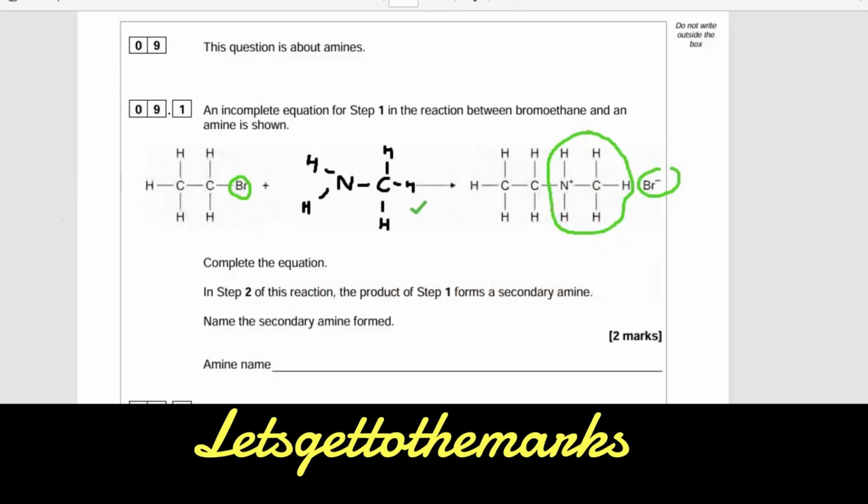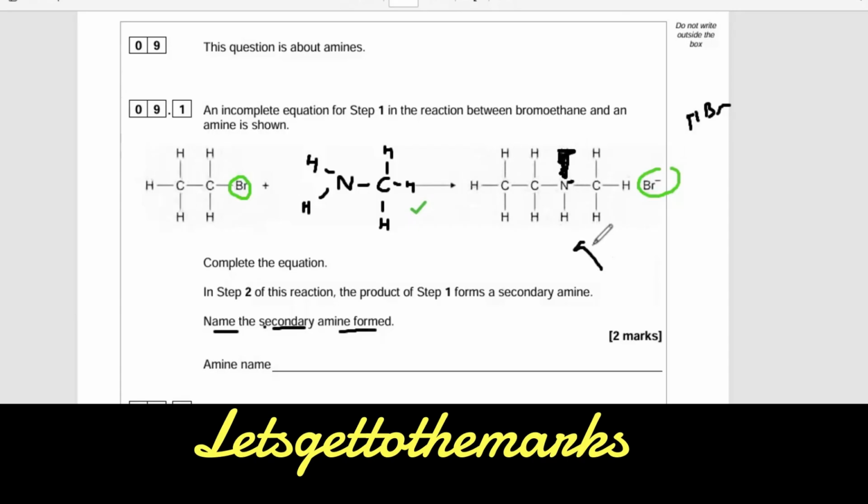Step 2 of this reaction, the product of step 1 forms a secondary amine. Name the secondary amine. So what happens? Let's look. At the moment, if we look at the nitrogen atom on our product here, it's got a positive sign on it. It's not an amine. It's like an ammonium right there. So what we're going to do is this hydrogen is going to donate its pair of electrons from its bond to the nitrogen, and that H+ ion is going to go on and join the bromide ion and become HBr. What I need to do is just redraw that minus one hydrogen and name it. Now I can't be bothered to redraw it, so I'm just going to scribble it out.